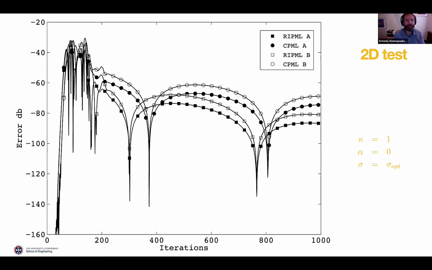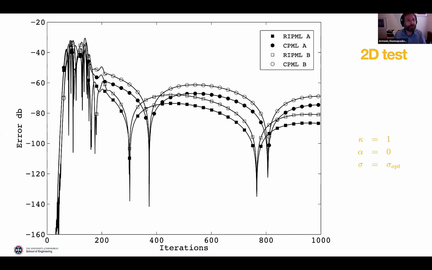And if we look at the performance, you see there are the RIPML at point A with the dark rectangles, and the CPML at point A with the dark circles, and the open rectangles are the RIPML at B, and the open circles are the CPML at B. B is a more stringent point because it's in a corner. So you see that the RIPML performs very similarly, but a little bit better than the CPML, and there is a reason for that, which Iraklis solved later on in another paper.